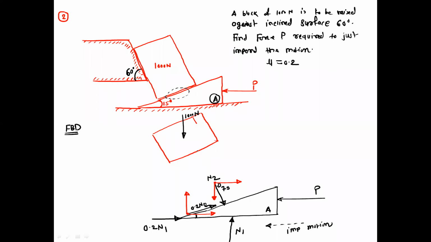Then normal reaction N2 is common. So this is N2. So we can resolve this reaction. This angle will be same, 75 degree. So this is N2 cos 75 and N2 sin 75. Then for the block 1000 Newton, there are two contact surfaces. One between block and wedge A and second between block and the inclined wall. Okay. So at this contact surface, this is the reaction offered by the wall. So this is N3.